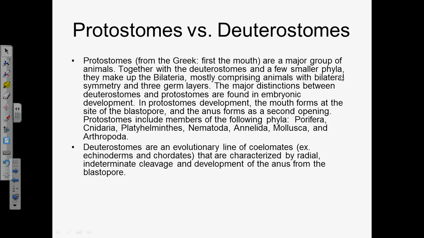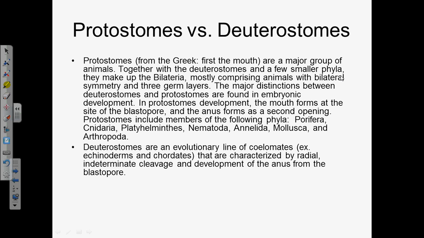Another thing we talked about were protostomes versus deuterostomes. The word protostome means, proto means first, right? First, and stome means what? Means mouth. So, well, that's up there on the screen. Protostome means mouth first. These are animals where that blastopore becomes the mouth.